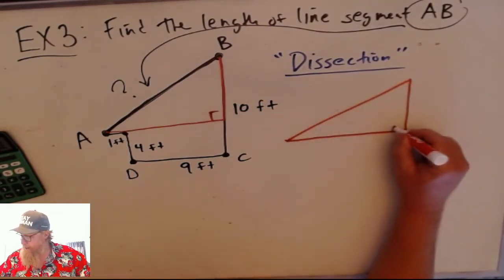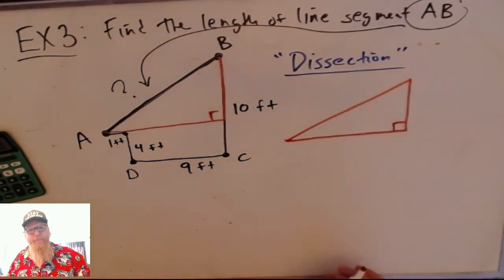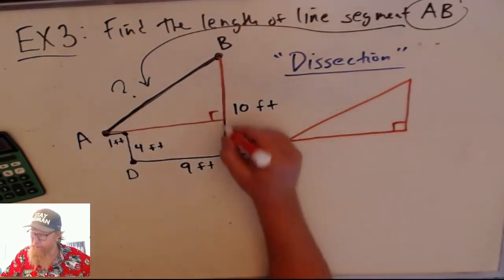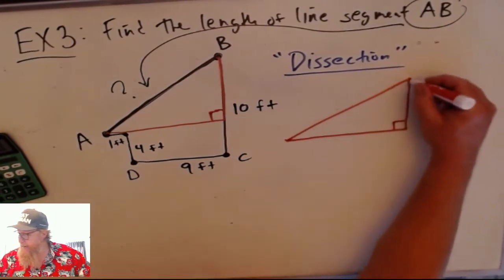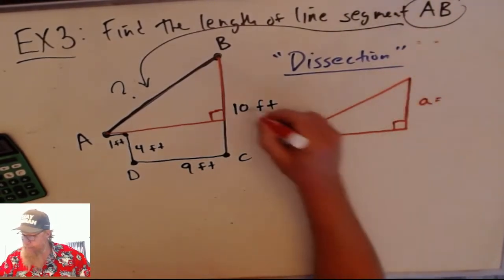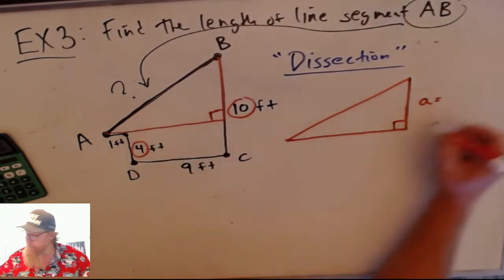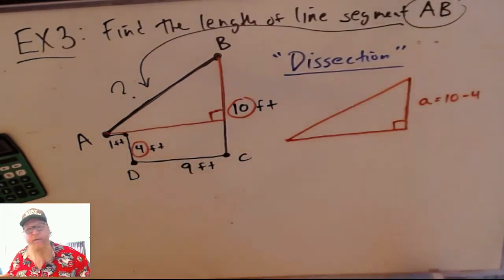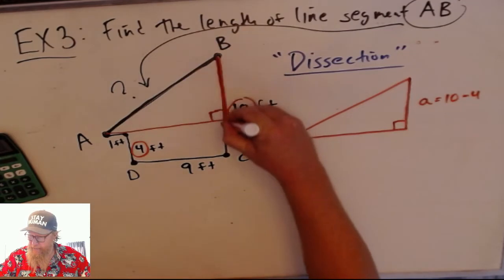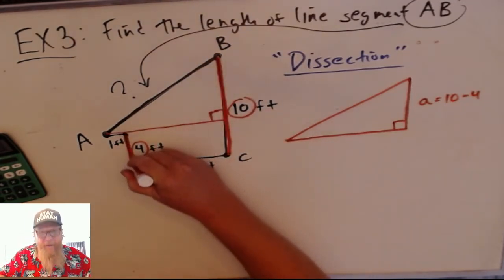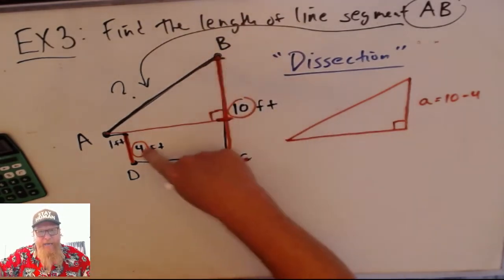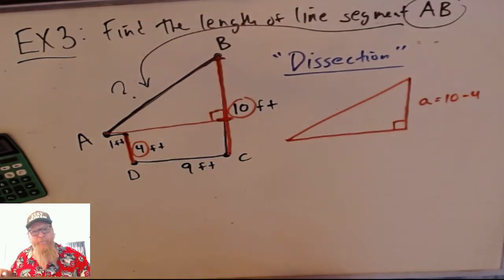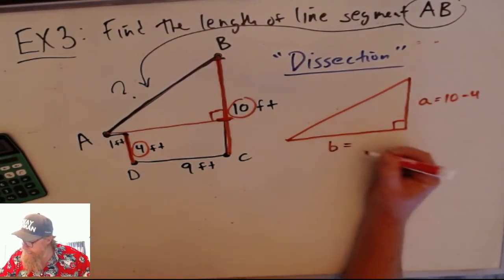I like to cut it off and remove it from the picture. It sort of abstracts it. Don't worry about the scale or the size, as long as you've got the right general shape. All right. So we know that this side, the A side, is the difference between 10 and 4, because this is 10, and this is 4. And so to find the remaining side, we subtract 10 minus 4. And we know the B side.